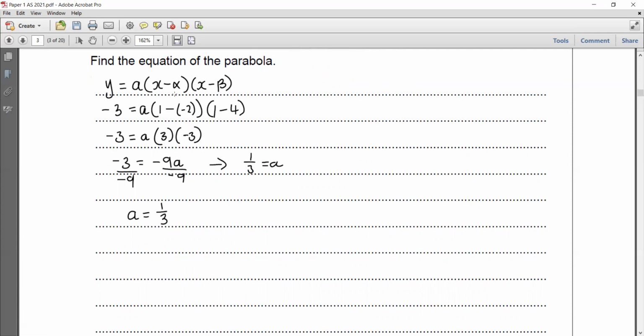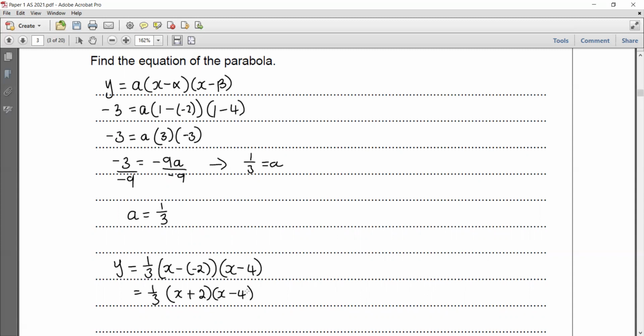So I'm just going to replace a, alpha, and beta in this equation. X and y, I'll leave them as x and y, because our equation of a parabola must have an x and a y. So we have y is equal to my a, which is 1/3, and then x, my alpha is -2, so I have x minus -2, and then x minus beta, my beta is 4. So this is 1/3 x plus 2, and then x minus 4.